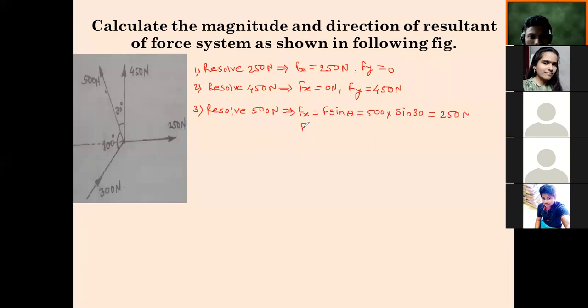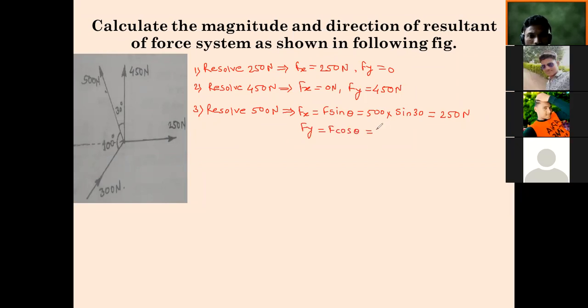Very good. Then Fy is equal to F cos theta. So 500 into cos 30. Calculate now. 500 into cos 30 is 433.01. Yes, sir.